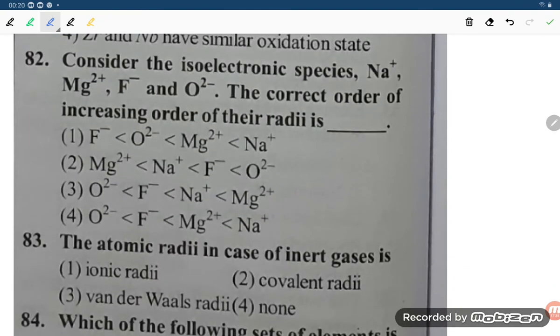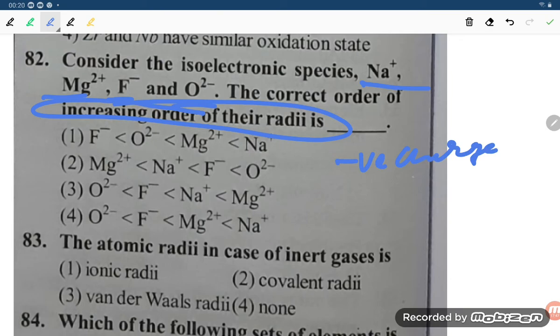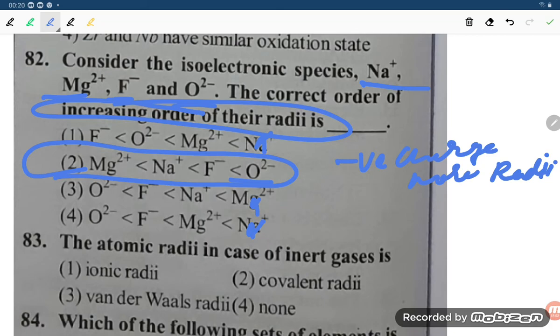Question number 82, student. Consider the isoelectronic species Na+, Mg2+, F-. The correct order of increasing radii. Increasing order of radii: negative charge means more radii. So you check which is having what radii. Negative charge, O2-, is there, so the largest radii is O2-. So these are all wrong. Correct option is directly option number 2, student. 82 will be option number 2.